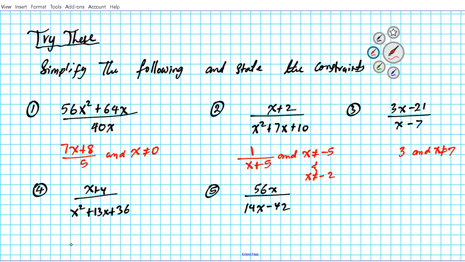For number 4, the simplified form is 1/x plus 9, and the constraint is x cannot be -9, and x cannot be -4. For number 5, the simplified form is 4x/x minus 3. The constraint is x cannot be 3.